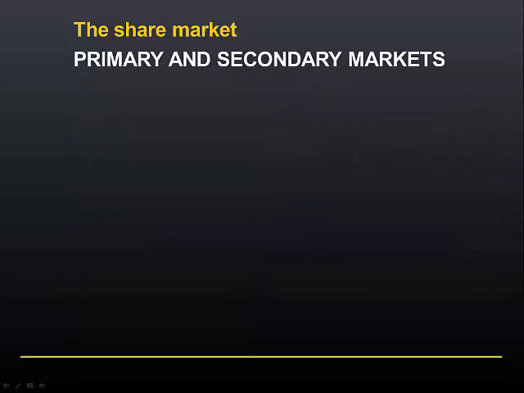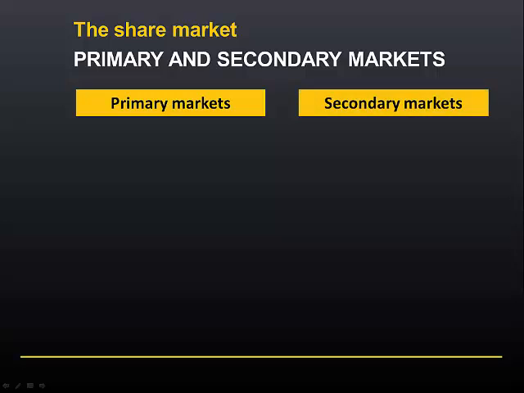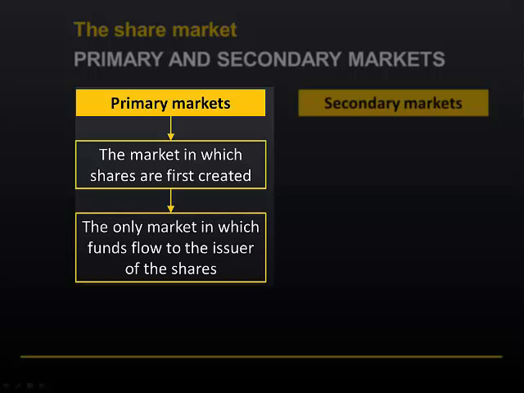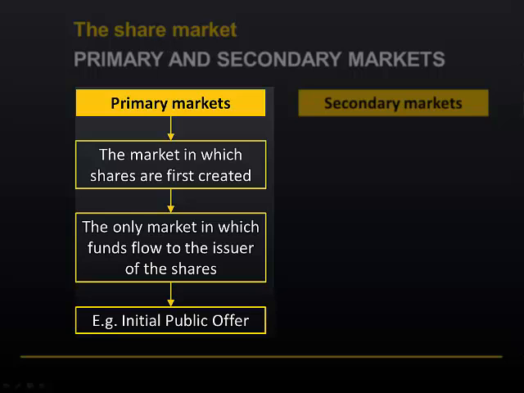A capital market is a market in which financial assets are traded. In any capital market, including the share market, there are two kinds of markets: the primary market and the secondary market. The primary share market is the market in which shares are first created, when the issuer of the shares creates the shares and sells them to the public. This is the only market in which funds from the sale of shares flow to the issuer of the shares. An example of a primary market transaction is an initial public offer. We'll talk more about that in a moment.